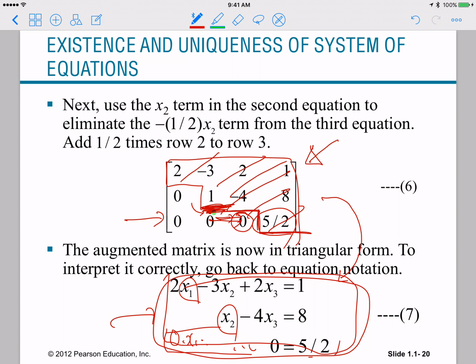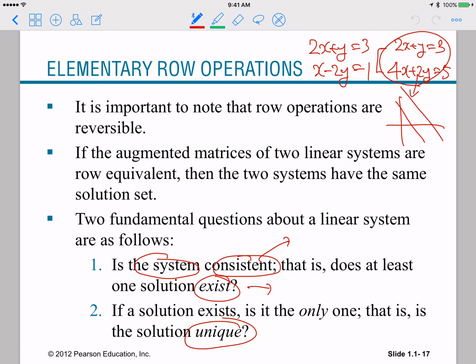Okay, so this kind of case corresponds to this inconsistent case of linear systems. Again, the meaning of an inconsistency is that we don't have any solution at all, right?